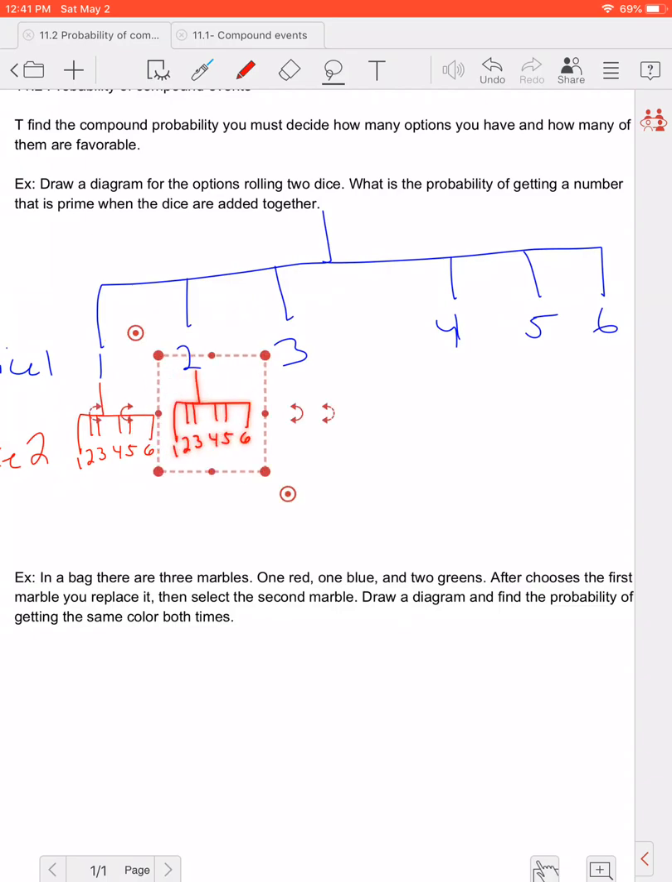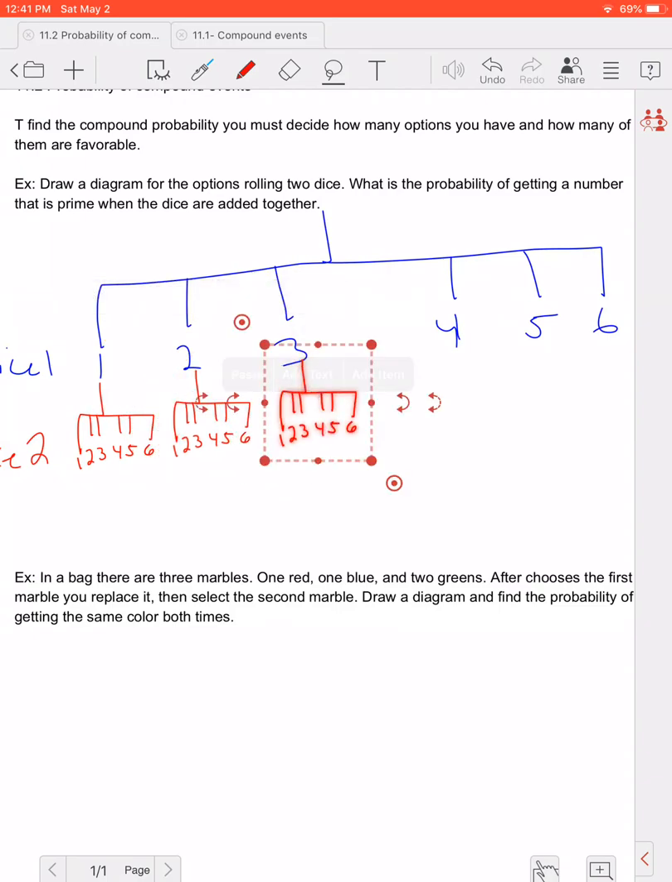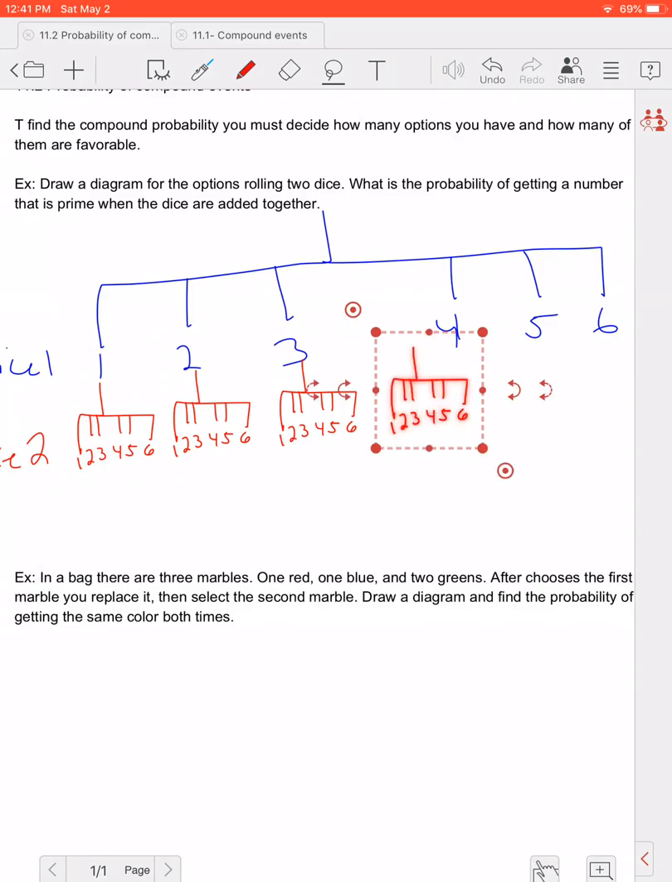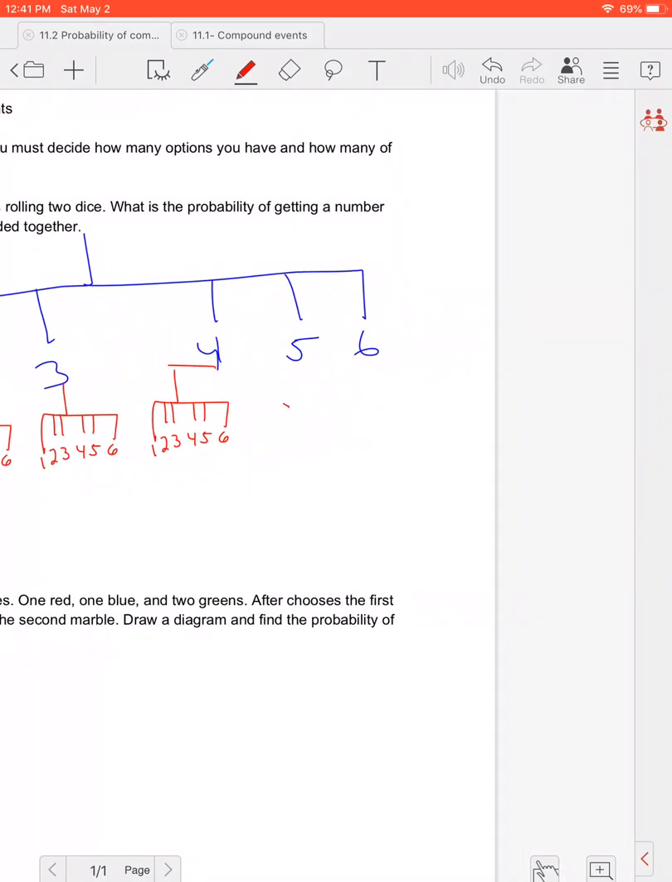Okay, so from the number 2, we could have 1, 2, 3, 4, 5, 6. From the number 3, we could have a 1, 2, 3, 4, 5, 6. From the number 4, we could have a 1, 2, 3, 4, 5, 6. And I'm just going to do this off to the side just so there's more room for my 5 and 6. Same thing with 5, and same thing with number 6. So we have a lot of options here.